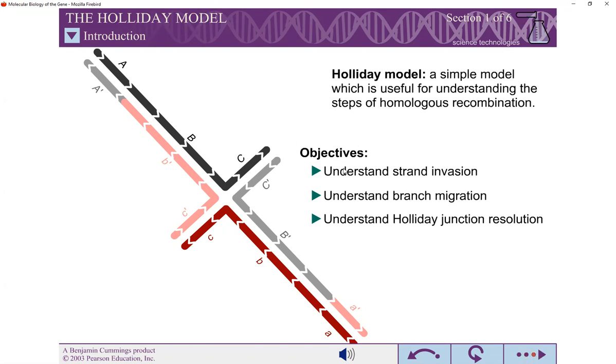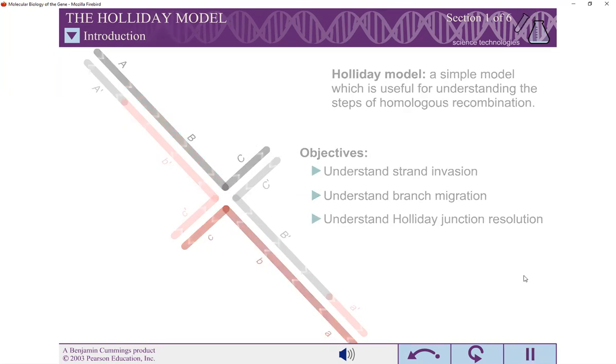So the aim of the exercise is to understand the process of strand invasion. How does strand invasion take place? What is branch migration? How are the DNA branches migrated, and how is the Holliday junction resolved in order to form the recombinant or hybrid DNA molecule? How are new variations produced by the resolution of the Holliday junction?